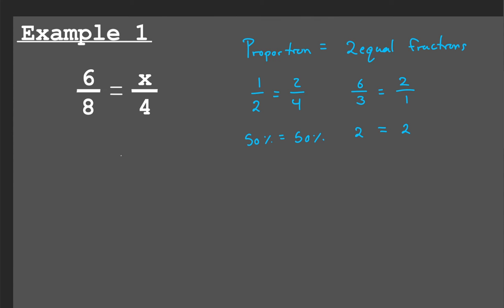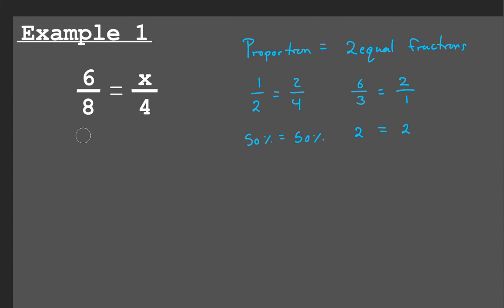So when I'm solving proportions, essentially I'm answering this question. What number does this x need to be to make these 2 fractions equivalent? What number do I plug into x to make 6/8 equal to blank over 4? That's what I'm trying to solve. So let's figure this out. Let's try and figure this out just intuitively.